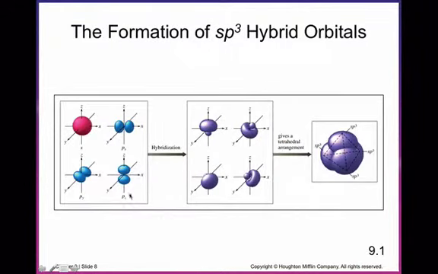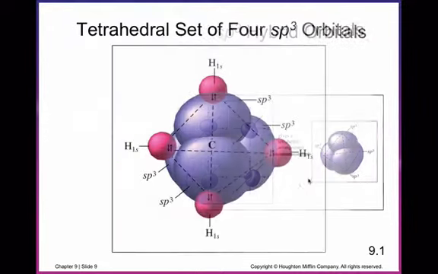Here's just a picture showing that same thing. This is the s orbital, and then we have the 3 different p orbitals. When they hybridize, you end up with kind of this mushroom look to each of the sp3 orbitals, and then they come together and you can see how they end up arranged in that tetrahedral shape.